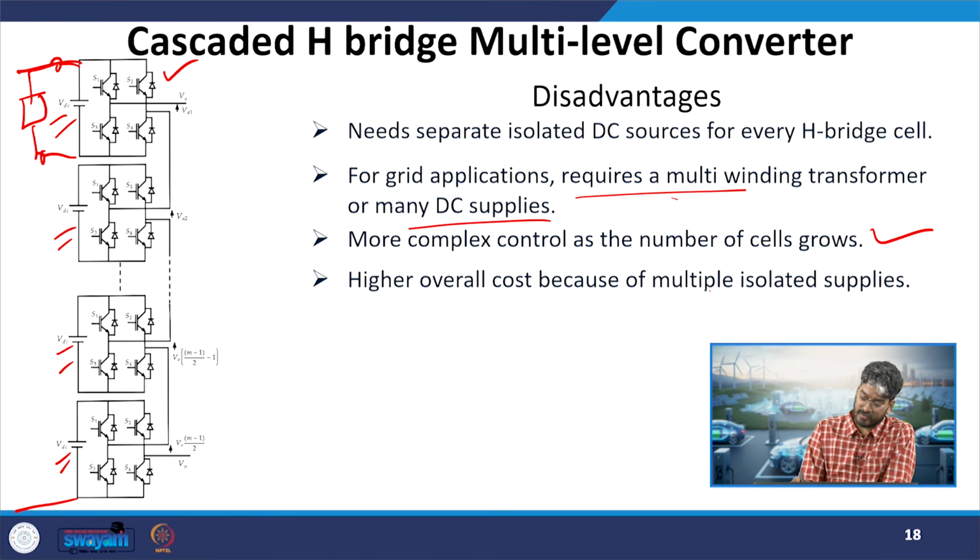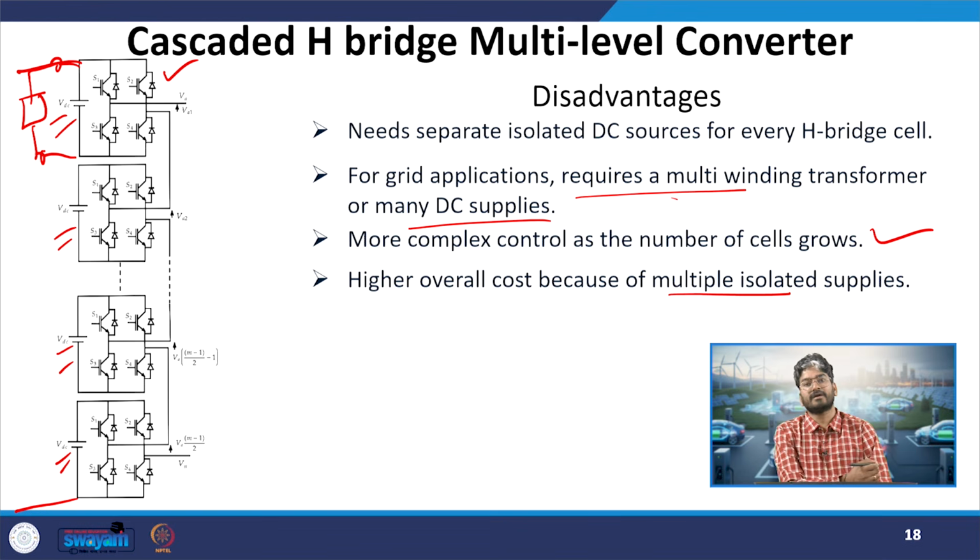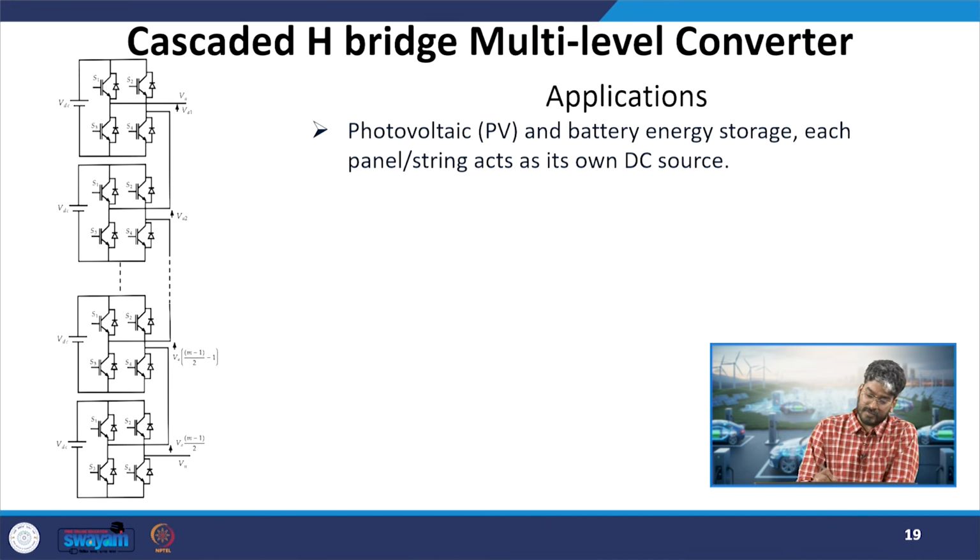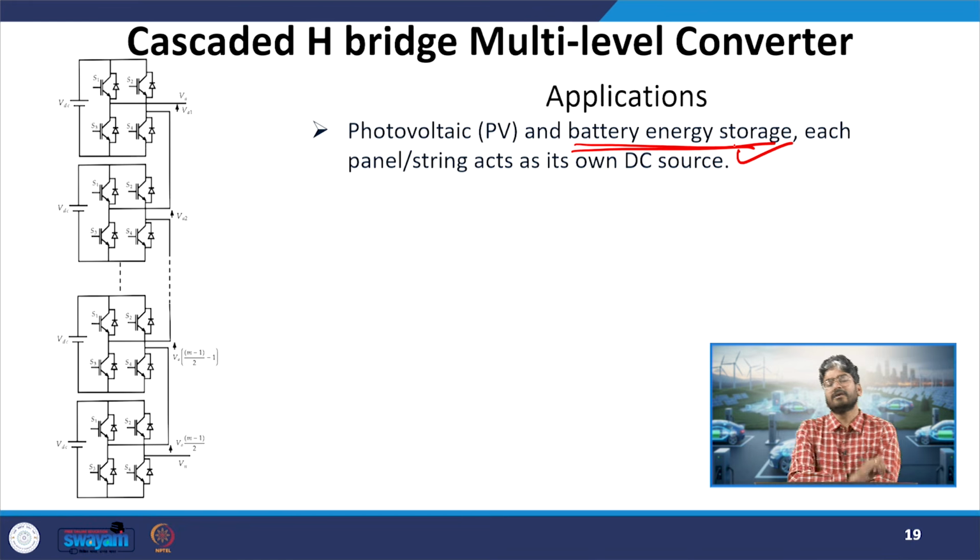Higher overall loss because of multiple isolated supplies. So we will have a higher cost of this converter because it requires independent DC supplies. Applications: BESS, PV storage, where we can have independent DC link voltages. This was quite popular in PVs and our battery energy storage systems. It is an application where we have a battery bank to support the grid, where we have a high amount of renewable energy. When it is not available or the renewable power is decreasing below the desired value, we can use the energy stored inside the battery bank.